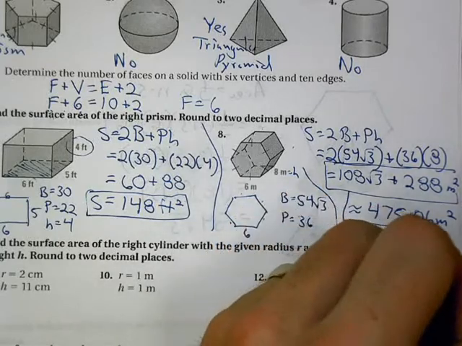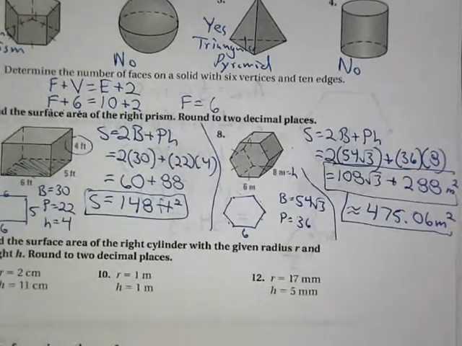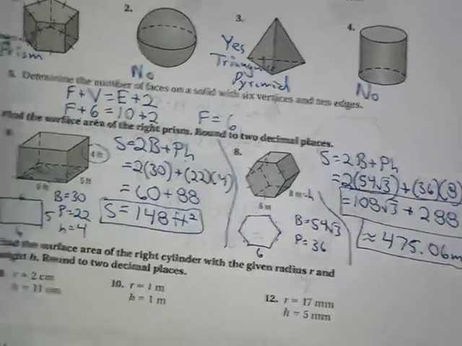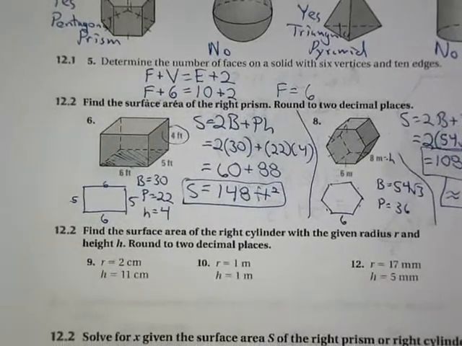Now, if the problem asks you for an exact answer, you would leave it with the radical, 108 root 3 plus 288. That is the most exact answer we have. The 475 is actually an approximation. So be careful when you read the question to what it's asking for on your test. It just needs to be left in the radical form.